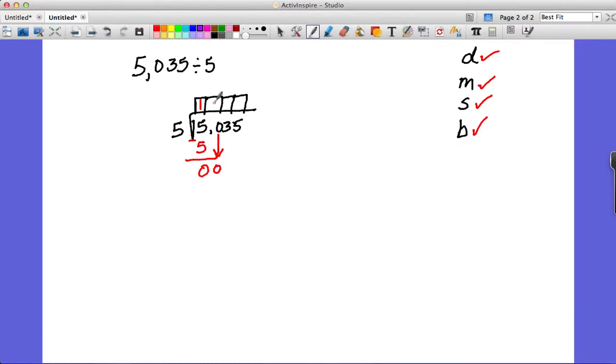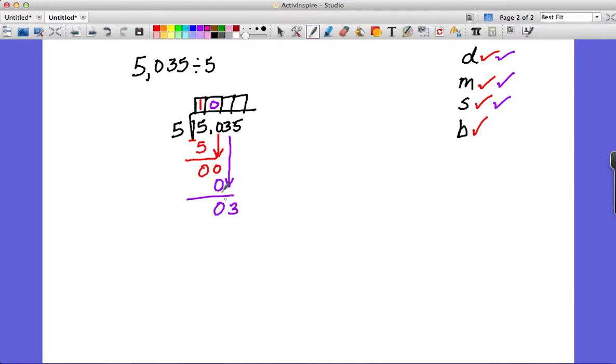5 goes into 0 0 times, and we can't just stop because we still have numbers left at the end. So 5 goes into 0 0 times. That's my divide. 0 times 5 is 0. That's my multiply. 0 minus 0 is 0. That's my subtract. Now I have to bring down the 3.